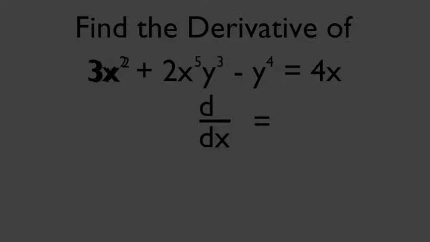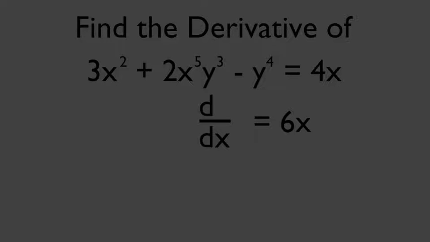So taking the first term, 3x squared, and finding the derivative of that, we can use the power rule. So we take the 2, pull it in front, multiply it by the 3, so 3 times 2 is 6, and then we subtract 1 from the 2 to get our new power, so 2 minus 1 is 1. So the derivative of 3x squared is just 6x.